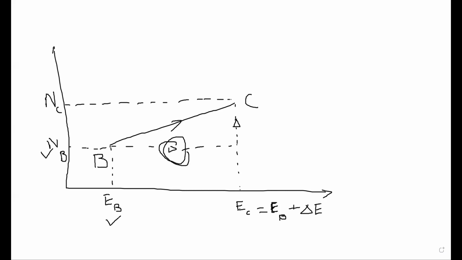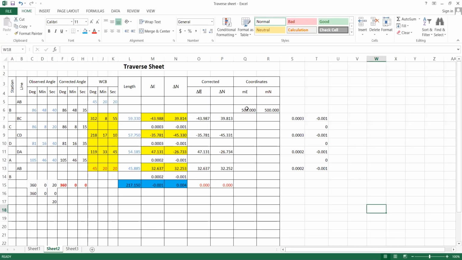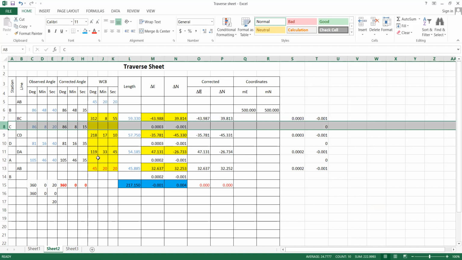So what you have to do, B coordinate. So the next line is BC. So you add this delta, corrected delta E to E coordinate and N to the N coordinate. And you can get the coordinates of C. Remember where I enter. I enter it in this row. The coordinates are entered in a row of a station. Right? This is equal to E coordinate plus corrected delta E.